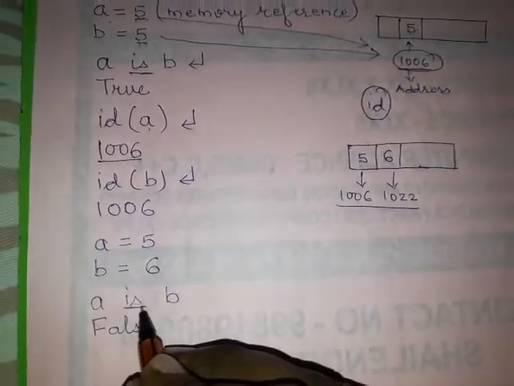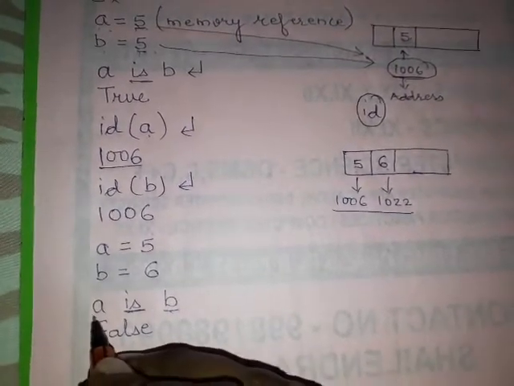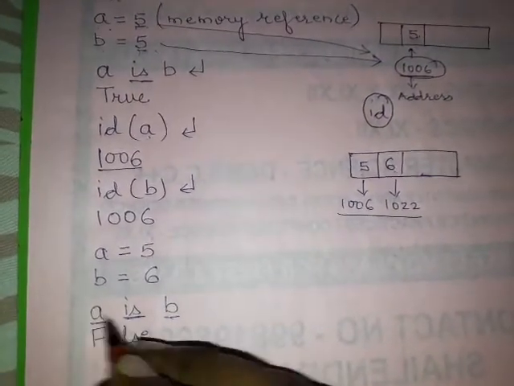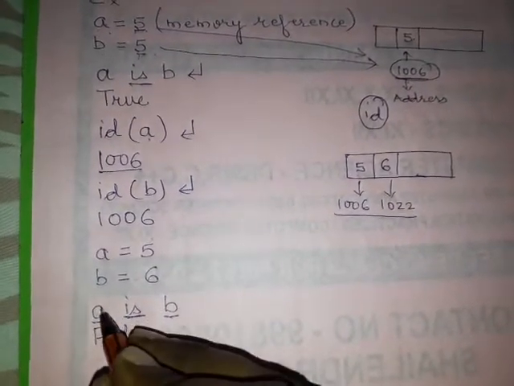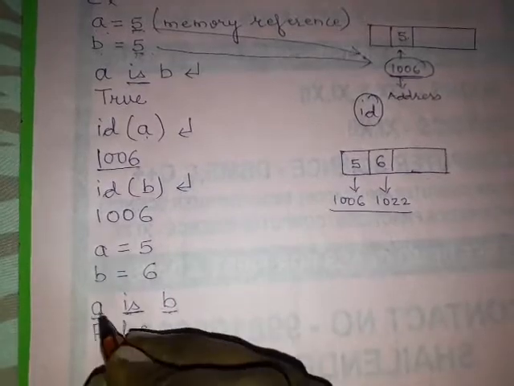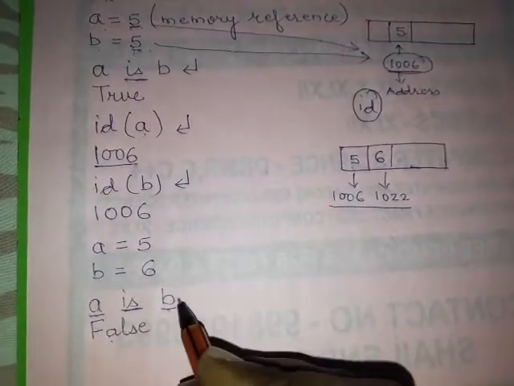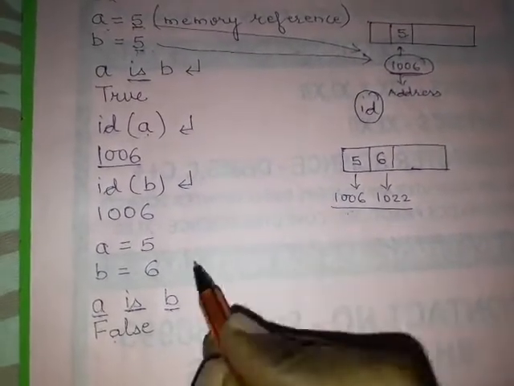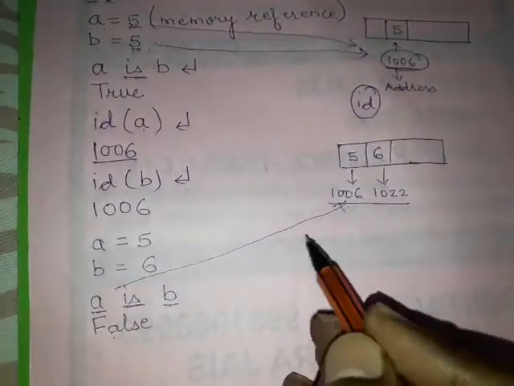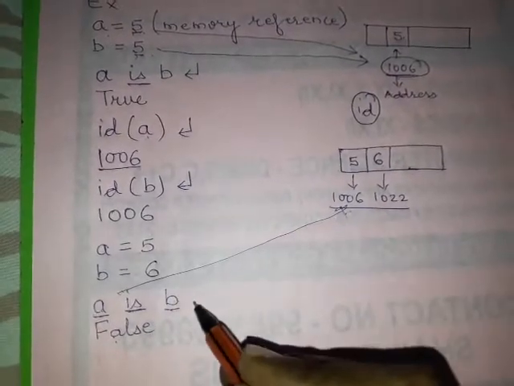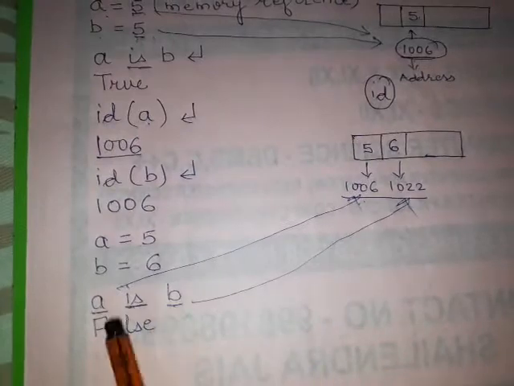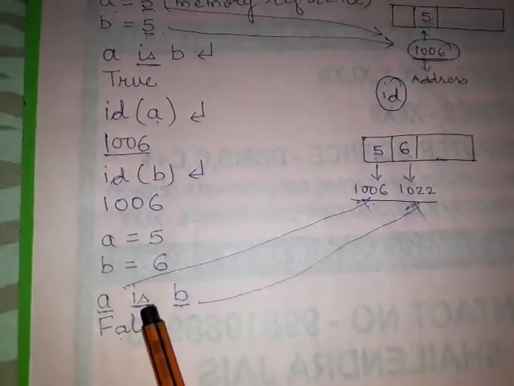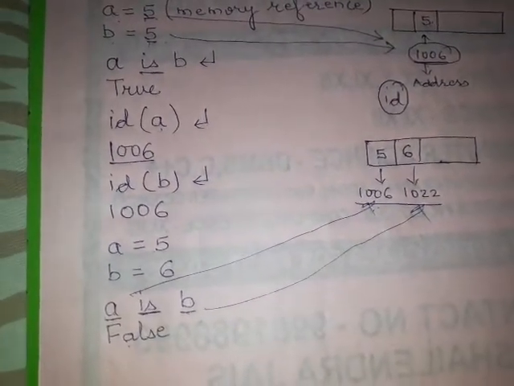So this is the major difference. The is operator will check the id, the memory address, of both these variables. If the addresses are the same, it will return true, otherwise it will return false. Here in this case, a and b have different memory addresses. A is pointing to 5, so it is pointing to this memory address. B is pointing to 6, so it is referencing a different memory address. That's why the identity operator will return false.